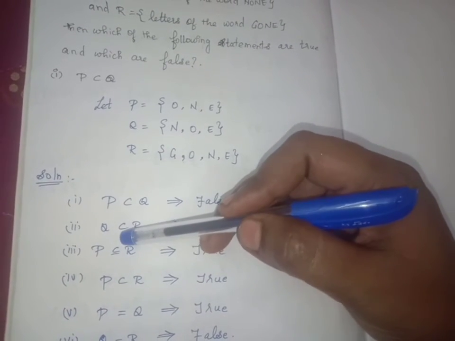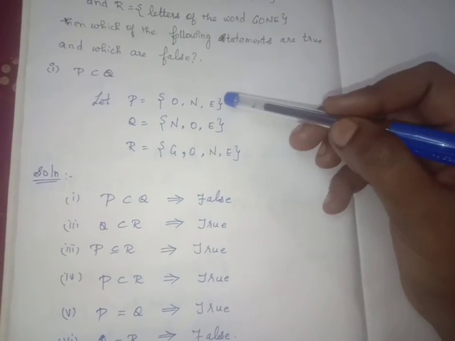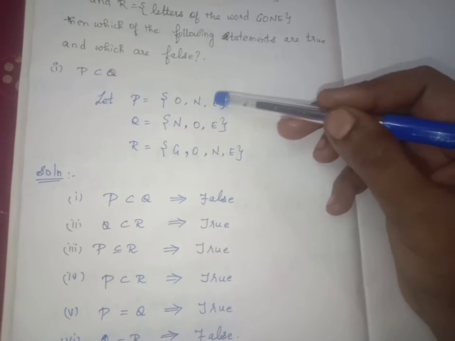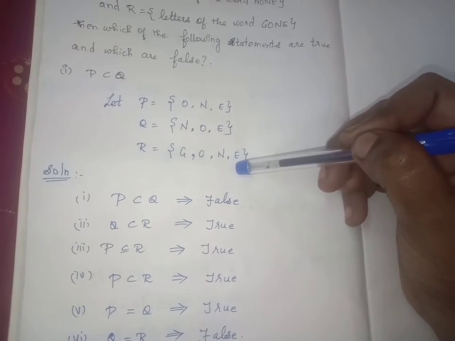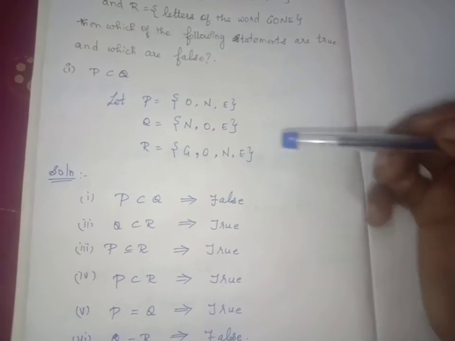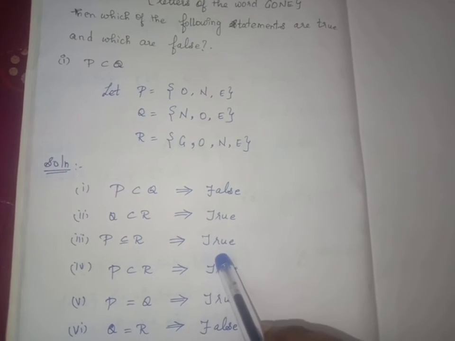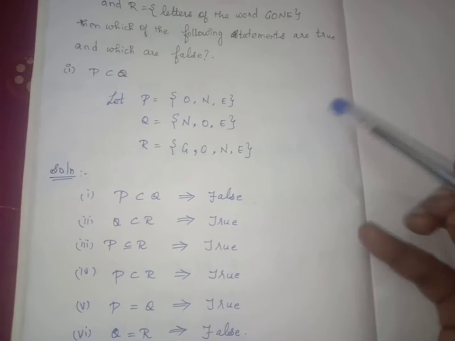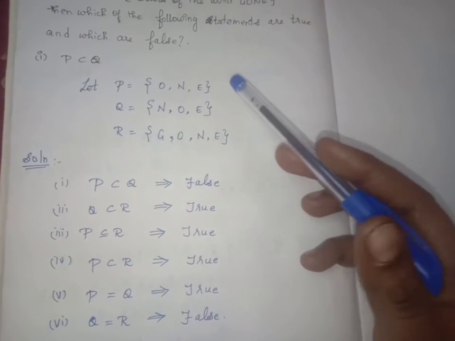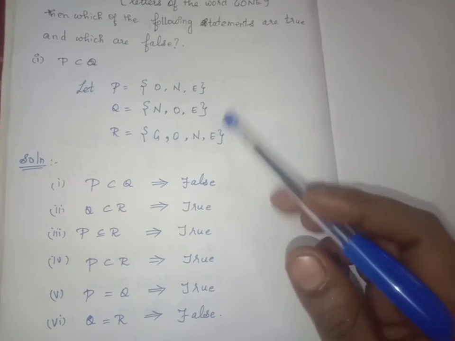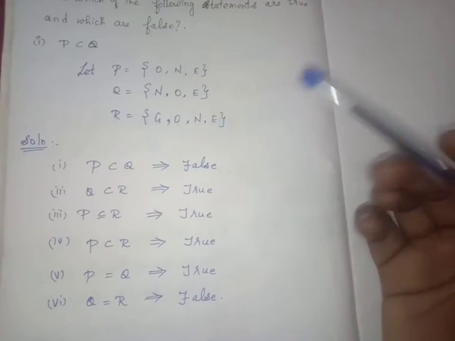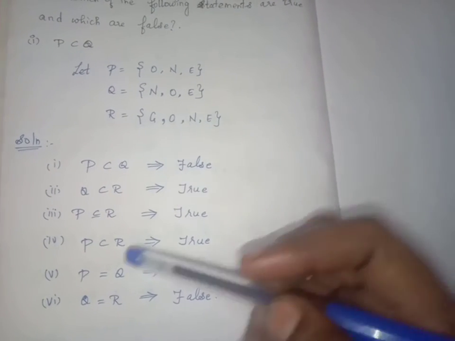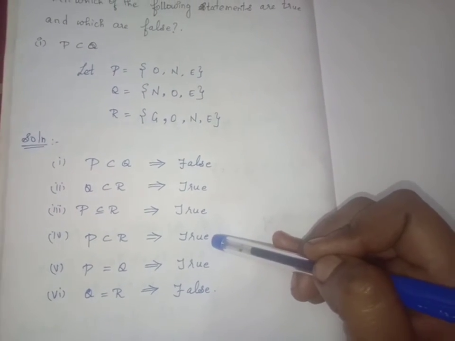And the next one, P is a subset of or equal to R. So using P and R, ONE is already in R, and ONE is fully in R also. So it's a subset, and P is a subset of or equal to R. So it's a true statement. The fourth one, P is a strict subset of R. Strictly subset means, yes, it's a subset also, ONE is there. Not equal, because R has G but P has no G. So strictly subset is also a true statement.